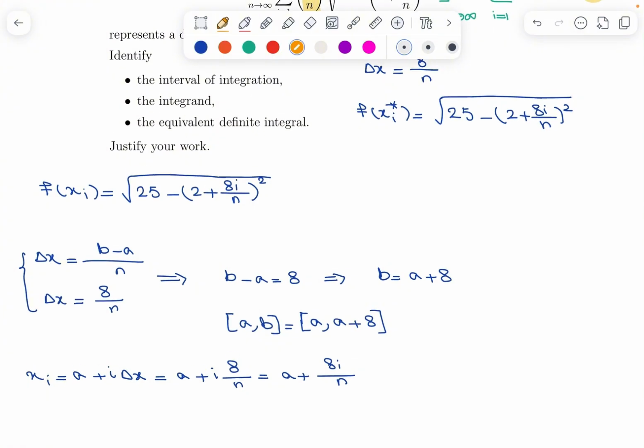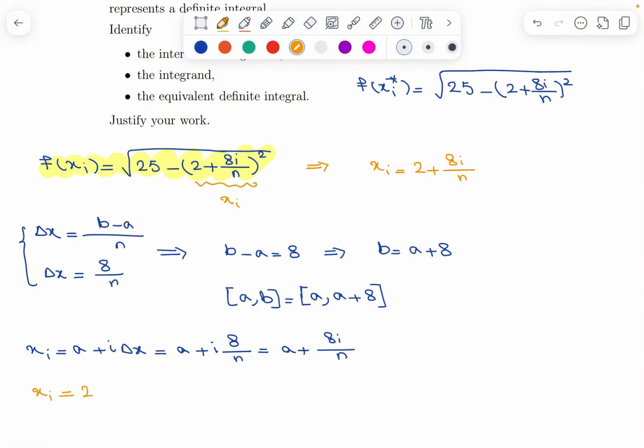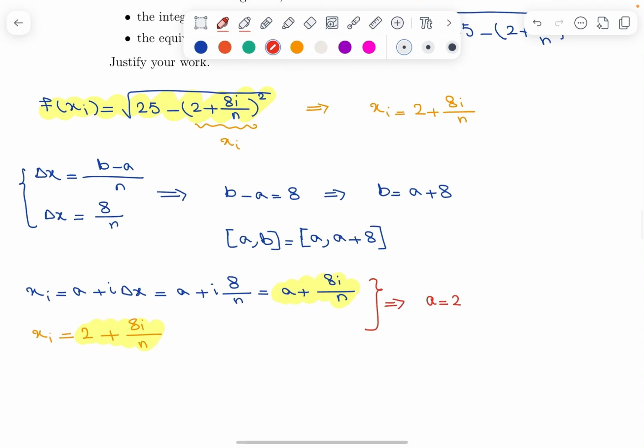Also, because f of xi is the square root of 25 minus (2 plus 8i divided by n) square, you can conclude from here that 2 plus 8i divided by n would be xi. So we have xi as 2 plus 8i divided by n. Now if you compare this one with this one, you can conclude a is 2. So when a is 2, the interval that was a to a plus 8 would be 2 to 10. So you could find the interval.